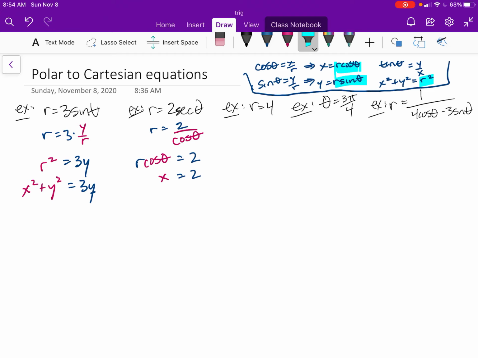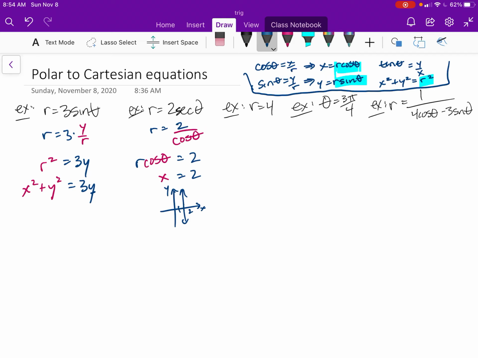Most often, we want sines and cosines. They're the easier ones, and if you notice this one, r equals 2 secant theta, as a Cartesian equation, is just x equals 2. And that's just a vertical line at 2. Whereas r equals 3 sine theta in the first one is a bit more complex. I'm going to have to do some work to see what that one is. Again, I'm going to come back to that in just a second. One more I want to do here.